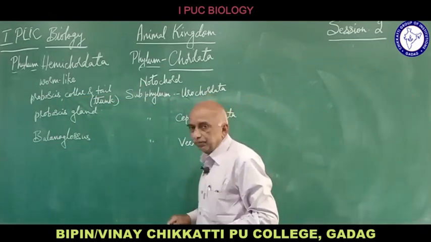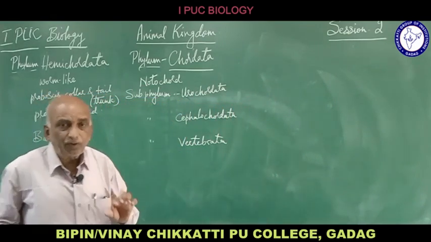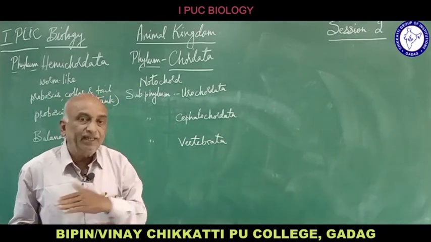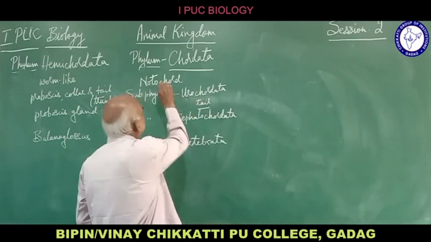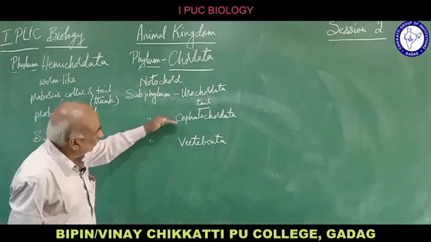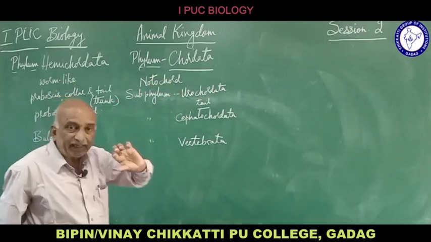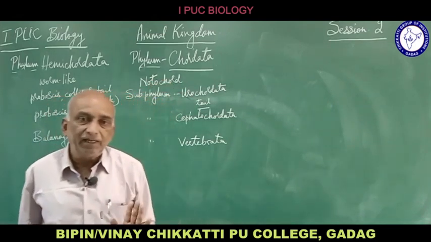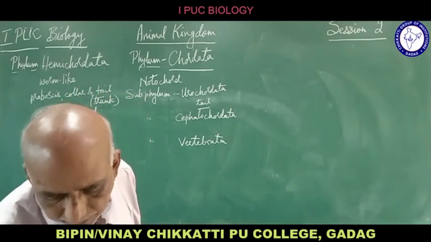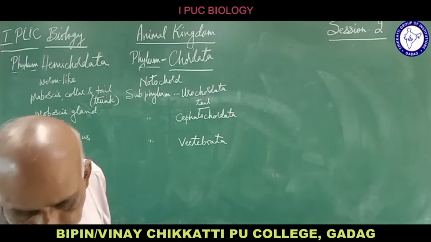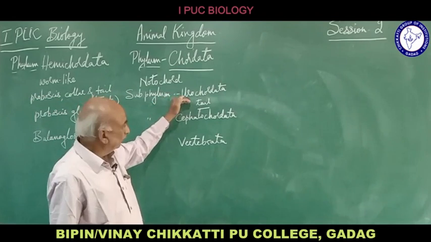In the subphylum Urochordata, the notochord is restricted only to the tail region. So it is present only in the tail. These three groups are divided on the basis of the nature of the notochord. If it is present only in the tail, restricted to the tail region, it is called Urochordata. Ascidia and Doliolum are examples of this group.